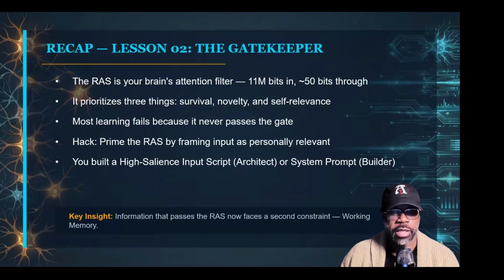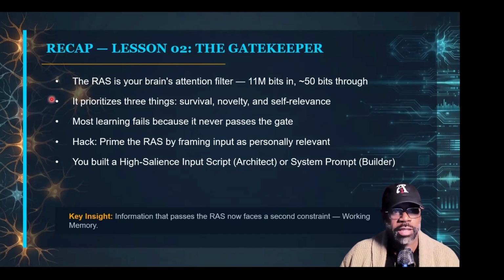Now, let's talk a little bit about the recap for the last session. Last session, we jailbroke the Gatekeeper, or the RAS, which is the brain's attention filter. We discovered that it encounters at least 11 million bits of input, but only 50 bits actually get through in your brain. So that's a massive loss of data that's not coming into your brain, and we learned last class how to jailbreak that. If you did not watch that video, please go back and brush up on that, because it does tie into what we're talking about today as far as the working memory.